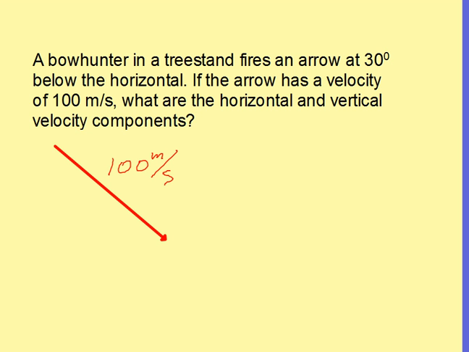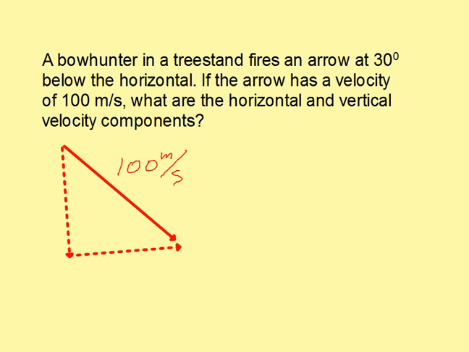Let's put some dotted lines in here so we can see what we're doing. Since we're shooting this arrow down, we're going to have a negative velocity in the y direction and a positive velocity in the x direction. We're going to need a velocity of y and a velocity of x. It's very much just like the last problem. Find the velocity of the y component. It's going to be 100 meters per second times sine of, now, we've got to figure out the angle.